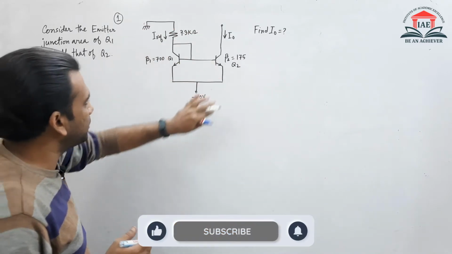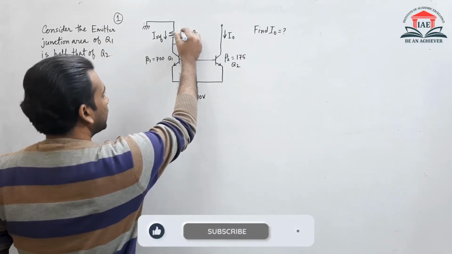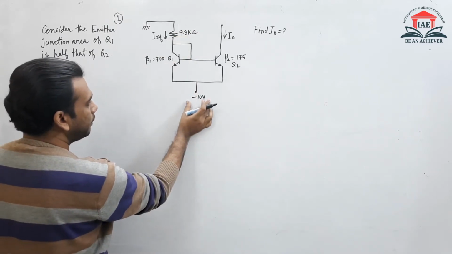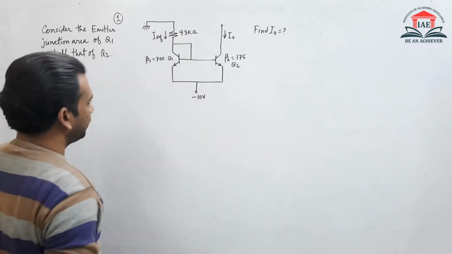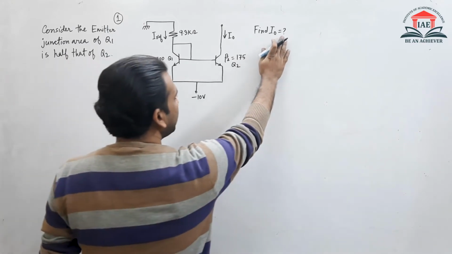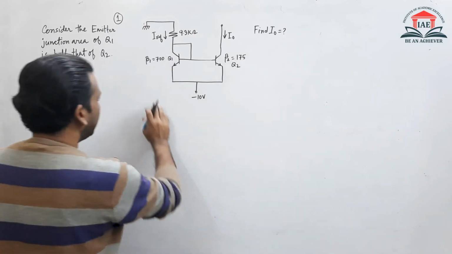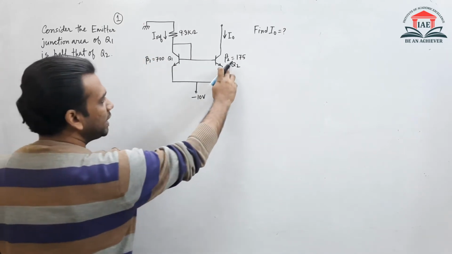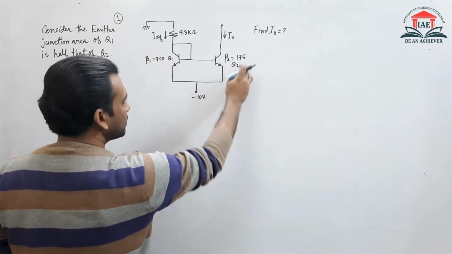A current mirror circuit has been given, and here the resistance value is 9.3 kilo ohm, and here minus 10 volt is given and the VCC is grounded. So we have to find the value of I0, and the beta value is given as 700 for the Q1 and the beta value of the Q2 is 175.